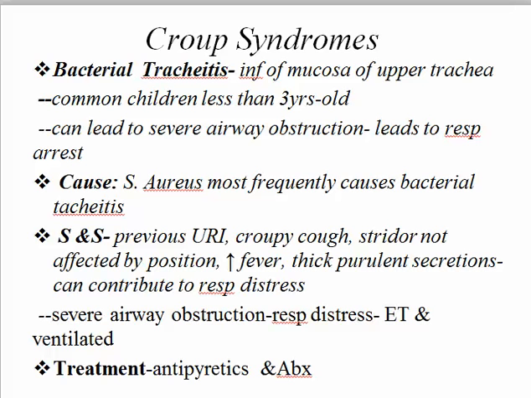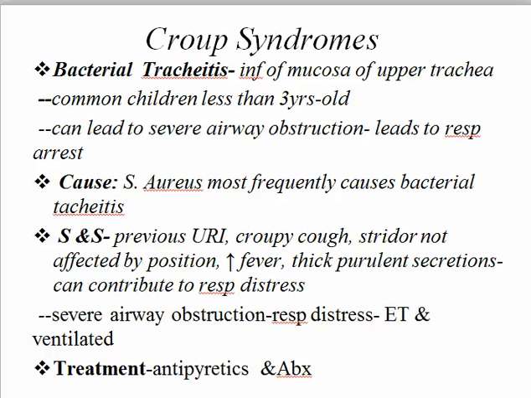Okay, the next croup syndrome is bacterial tracheitis. That's where there's an infection of the mucosa of the upper trachea. Croup and epiglottitis is a main feature of tracheitis. It's commonly seen in children who are less than 3 years of age, and it can lead to severe airway obstruction, which will eventually lead to respiratory arrest or distress.